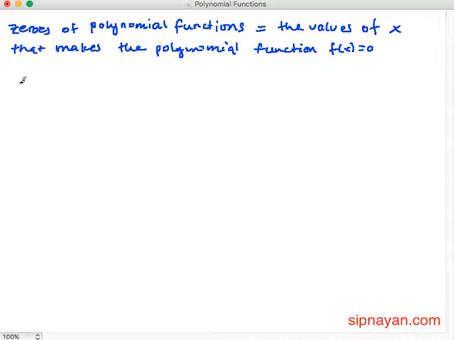So, for example 1, if f of x equals x plus 5, kailan siya nagiging 0? Kailan nagiging 0 yung f of x? So, gagawin mo, isi-set natin yung f of x sa 0, x plus 5. So, therefore, baliktarin natin, x plus 5 equals 0, then x equals negative 5.